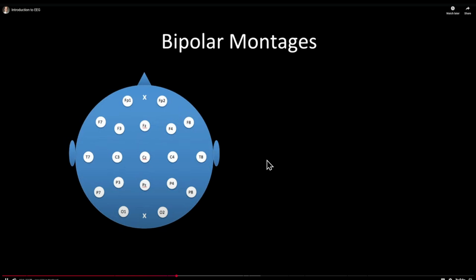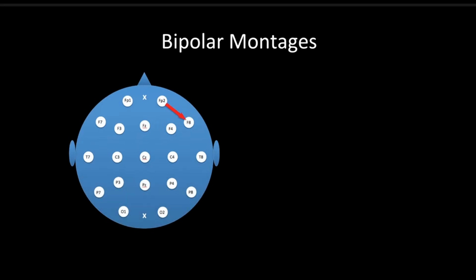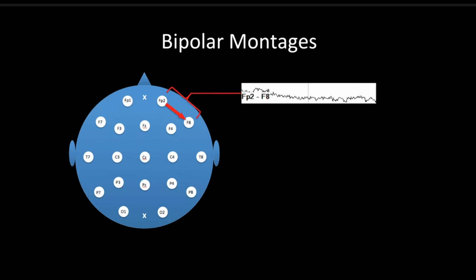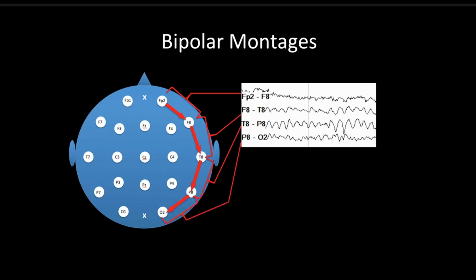Of the head from the top down. If we display the difference between FP2 and F8 as a single tracing, it would look something like this, and we call this single tracing a channel or derivation. Next, we move posteriorly and look at the difference between F8 and T8 and display this as a different channel. We continue to move posteriorly.